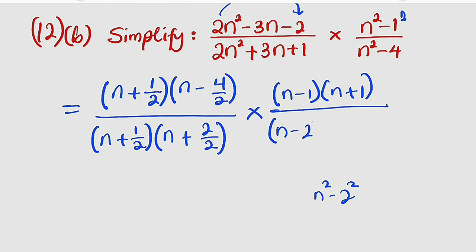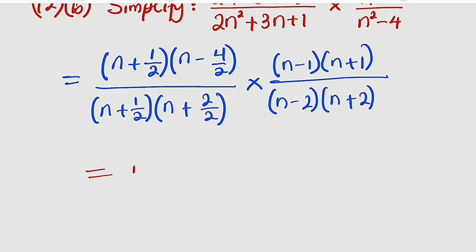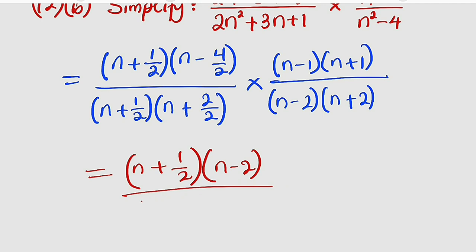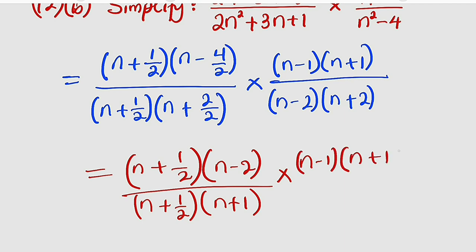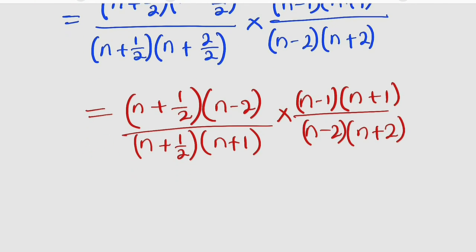This is n minus 2 and n plus 2. 4 divided by 2 is 2. So let me write it as n plus 1 over 2 multiplied by n minus 2 divided by n plus 1 over 2 multiplied by n plus 1, because 2 divided by 2 is 1, multiplied by n minus 1 multiplied by n plus 1 divided by n minus 2 multiplied by n plus 2. So let's see if we have anything to cancel.